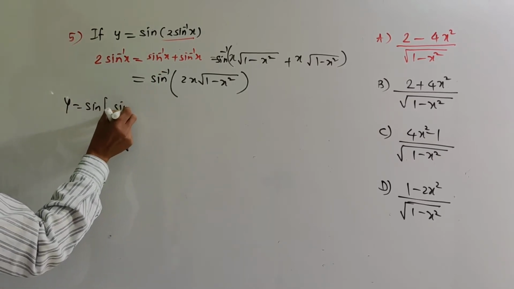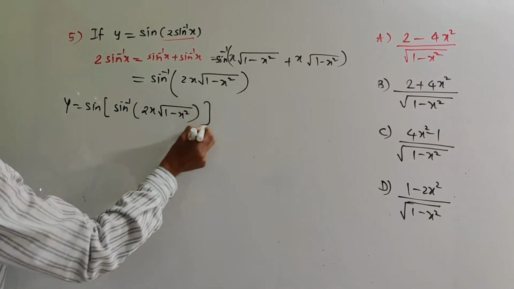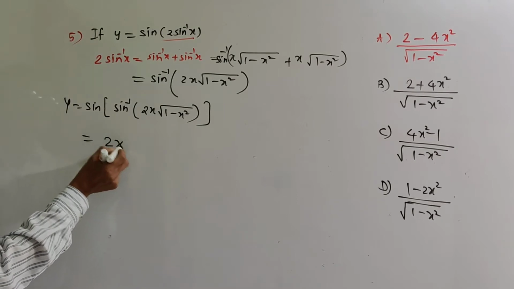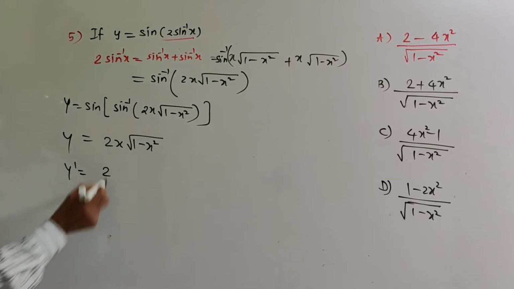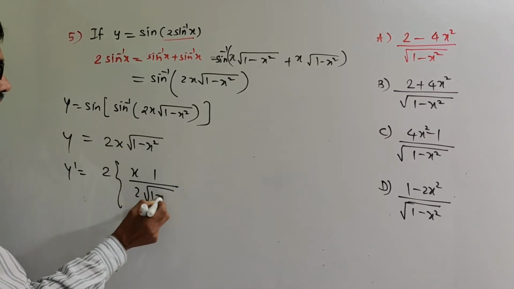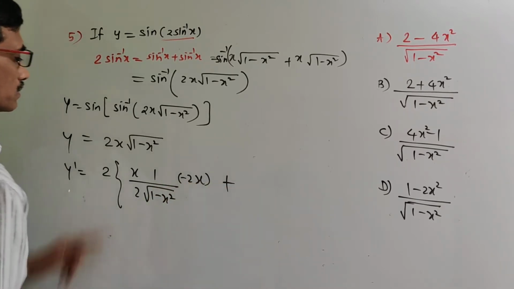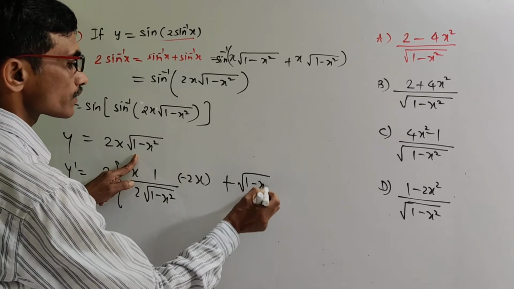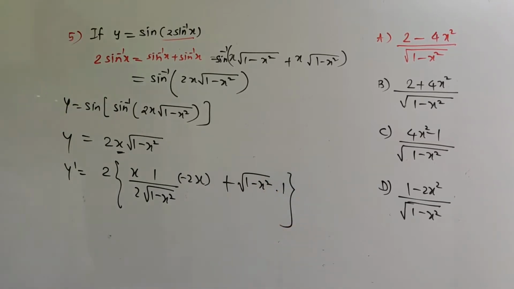So that is sine of sine inverse of 2x root of 1 minus x square, which is 2x root of 1 minus x square. So y is equal to 2x root of 1 minus x square. Differentiate it: y dash is equal to 2 times x into the derivative of this, 1 upon 2 root of 1 minus x square into the derivative of 1 minus x square, which is minus 2x, plus root of 1 minus x square into the derivative of x. The derivative of x is 1. This 2 is getting cancelled.